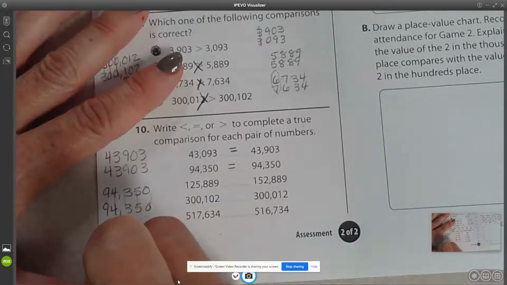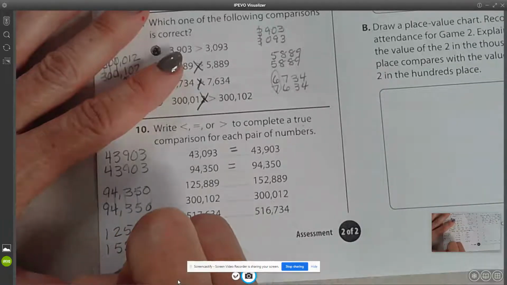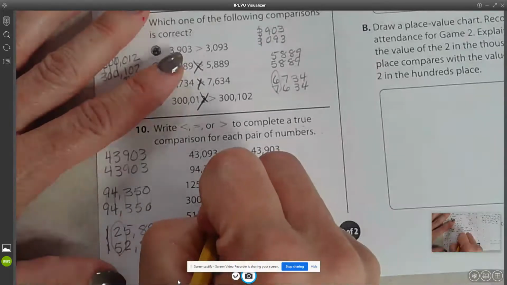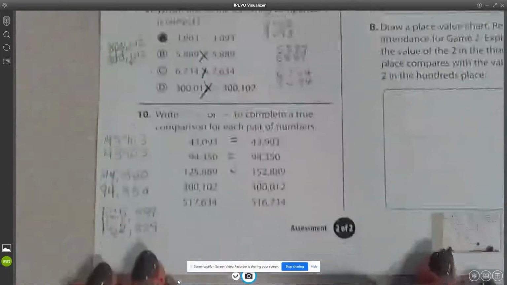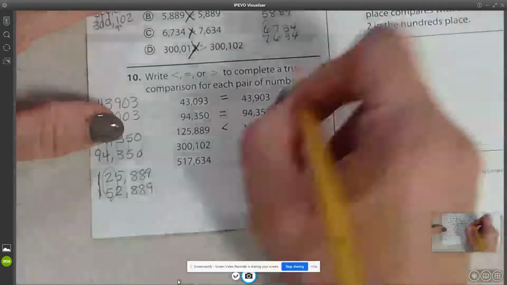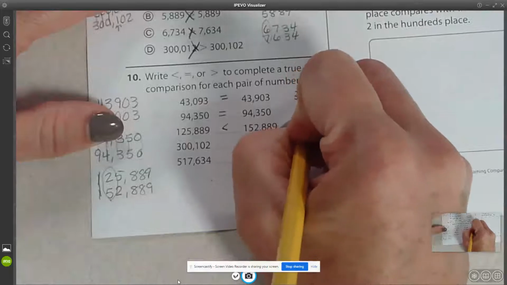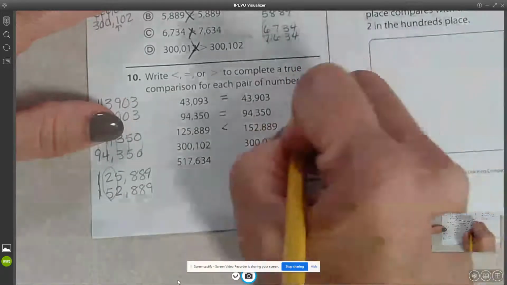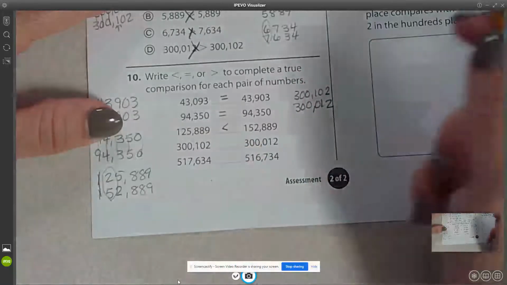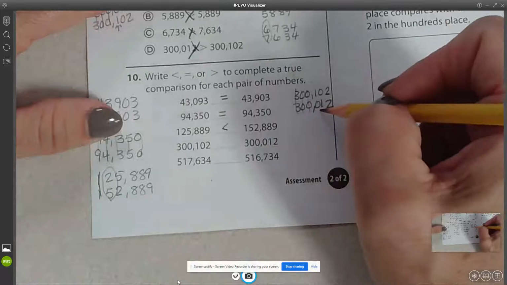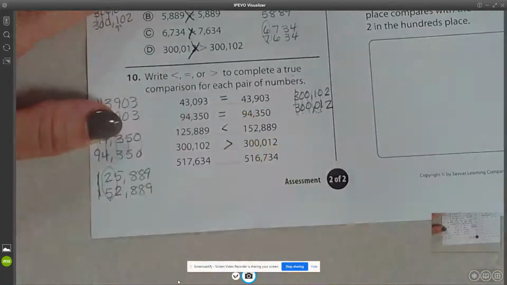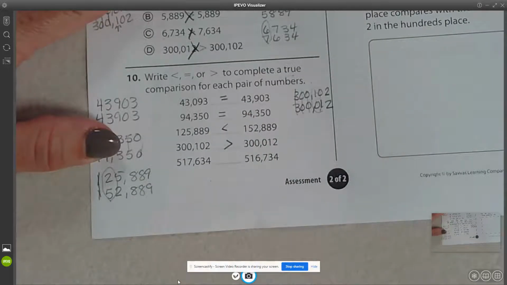125,889 and 152,889. Same. Here, my 5 is larger, so 125,889 is less than 152,889. I'm going to move over here. I'm running out of room. 300,102 compared to 300,012. Same. If I look at my hundreds place, my 1 is larger, so 300,102 is greater than 300,012.